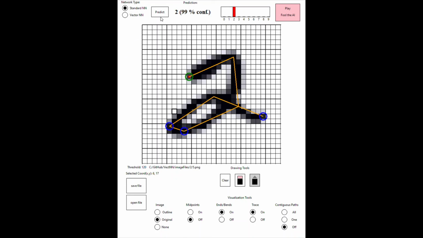And at any time, you can use the predict button and see the confidence level that either the standard neural network or the vectorized neural network has about a given numeral. And you can do this on the fly as you dynamically make changes.